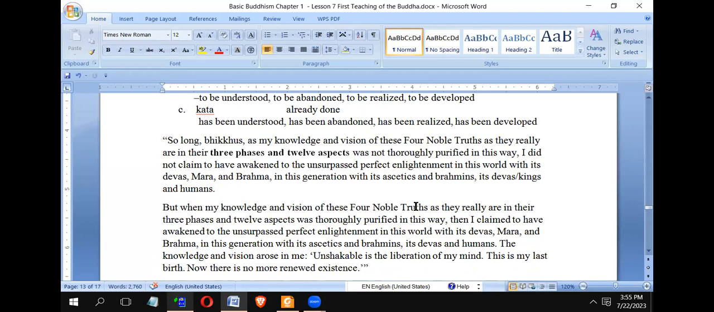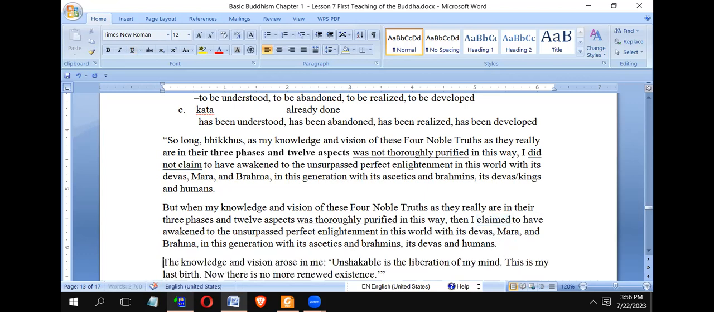But when my knowledge and vision of the Four Noble Truths as they really are is the same as above, here it is thoroughly purified. Here is different. Here it is thoroughly purified, here it was not. The difference is this statement: was not here, was here. In this way, here is "I did not claim"; the verb is different. Here is "I claimed," past tense, to have awakened. The rest is the same. So in the Pali, was not thoroughly purified, so he did not claim. Was thoroughly purified, he claimed. That's all. The rest are the same.